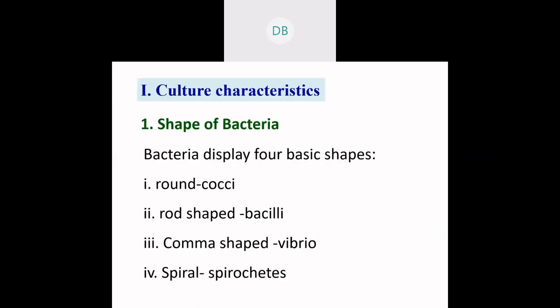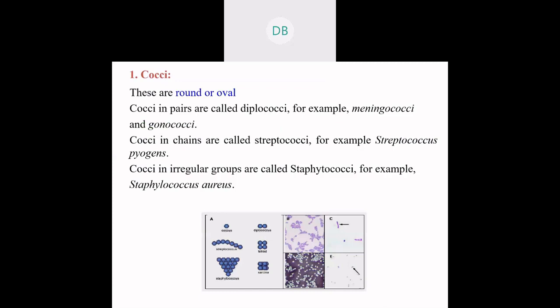Under culture characteristics, first you can observe the shape of the bacteria. There are mainly four types of bacteria: cocci, bacilli, vibrio, and spirochetes. Cocci are round or oval shaped. If the cocci come in pairs, they are called diplococci, if they are in chains, they are streptococci, and if they form irregular groups, they are staphylococci. So by observing under the microscope what type of pattern they form, you can identify which type of bacteria it is. I have cited a few examples under each category.